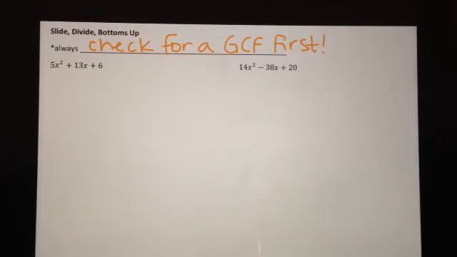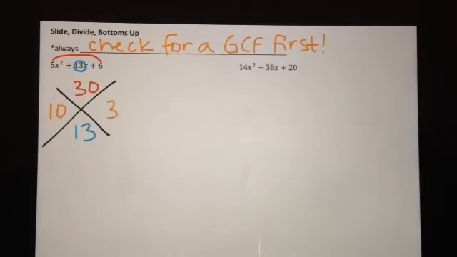So the first thing we're going to do is slide the 5 over to the 6. So 5 times 6 is what's going to go on the top of our diamond. 5 times 6 is 30. And then the middle term is still on the bottom, just like normal. So we are looking for something that multiplies to 30 but adds to 13. The two numbers there are going to be 10 and 3. So in our parentheses, we have x plus 10, x plus 3.